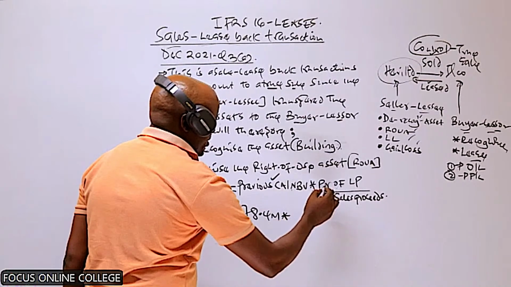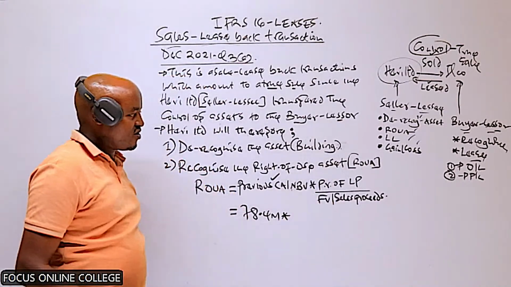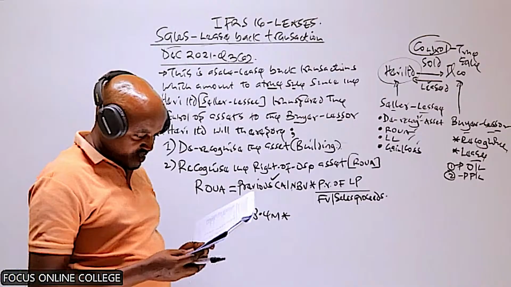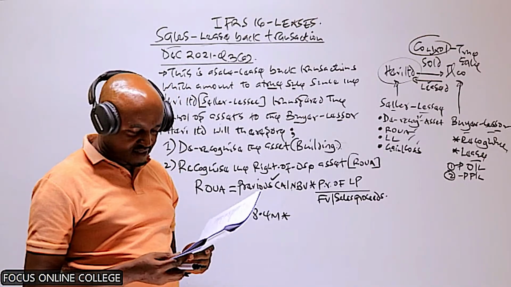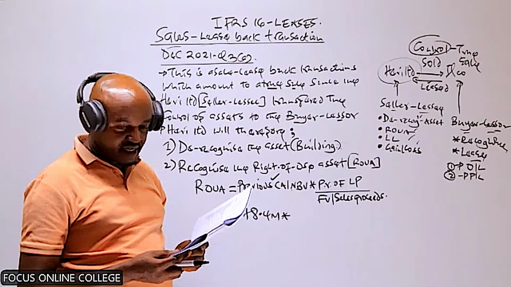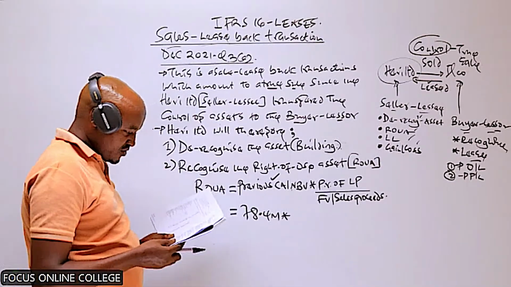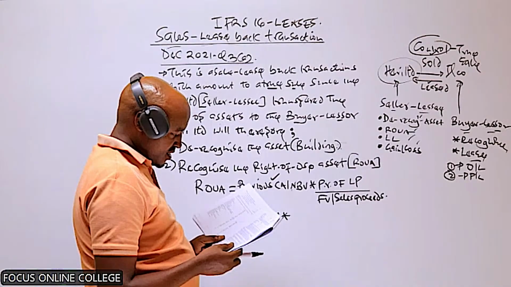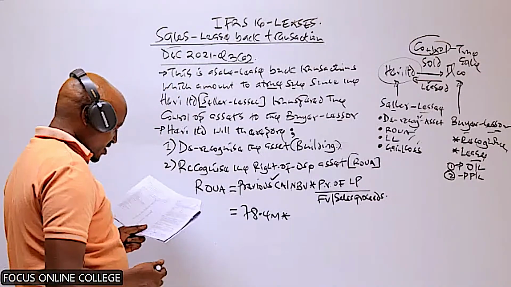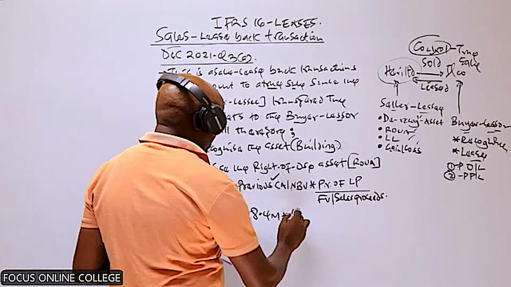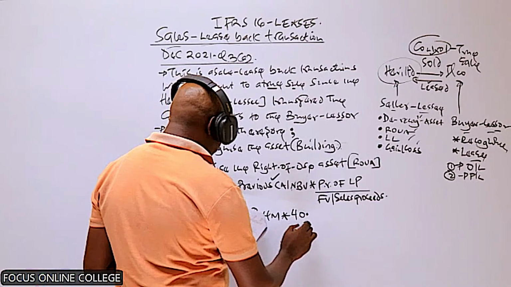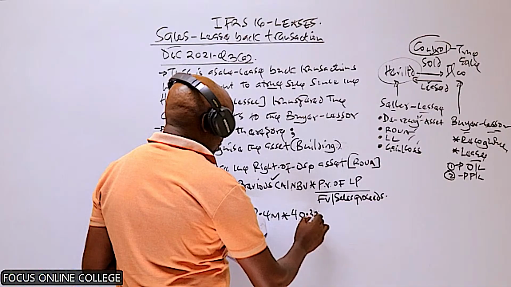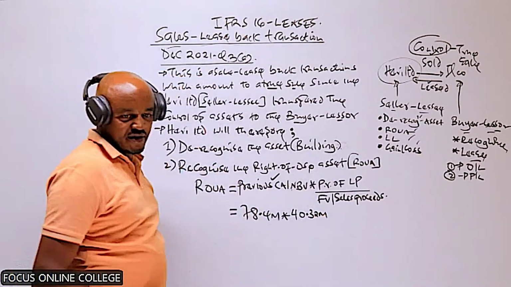We multiply that with the present value of the lease payments, which is also given within paragraph 1, the last sentence. It is given as: the present value of the annual lease payments is 40 million. And we can work with all our figures in millions of shillings.